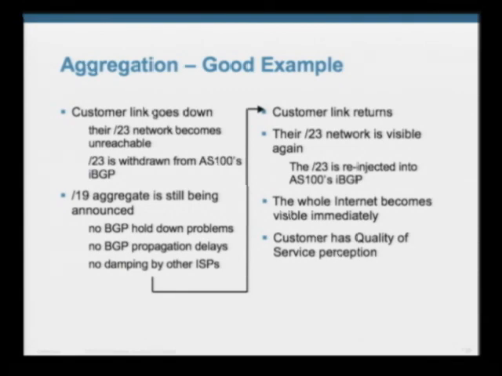Or going back to my analogy, it's a bit like if you switch the light off in your house, the lights around the whole world flicker. You shouldn't have that. Customer link returns, /23 network is visible again, /23 is re-injected into AS100's IBGP, and that's it. So when the ISP or the customer wants his network connection, he switches his router on or his PC on, he can download his email, everything just works. That's how it should be.